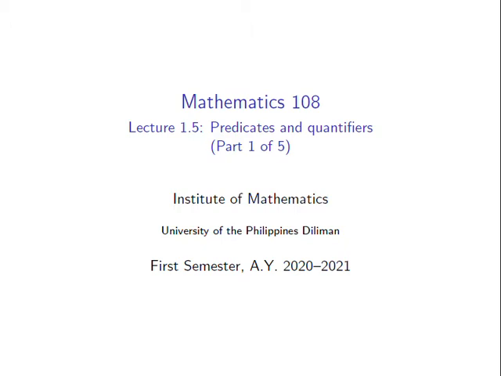This is part 1 of lecture 1.5 of Math 108, Predicates and Quantifiers. In this video, we will learn how to find the truth set of a predicate. We begin by recalling some concepts related to sets. We will study sets in more detail in parts 3 and 5. For now, we will use only elementary facts and definitions which you have learned in previous math courses.